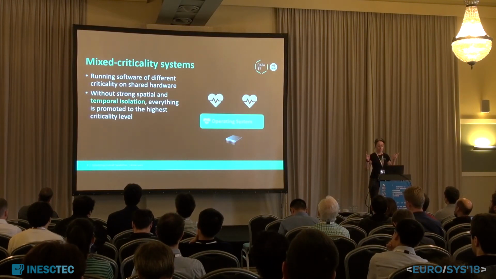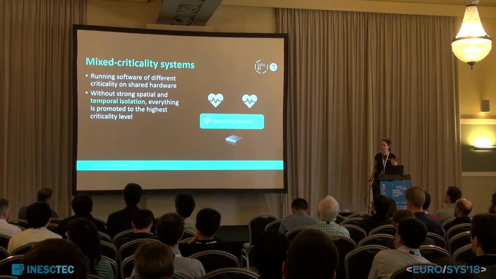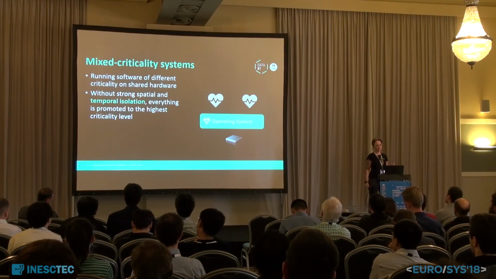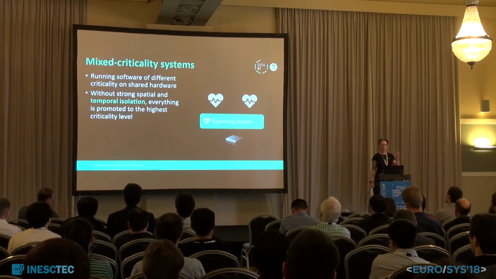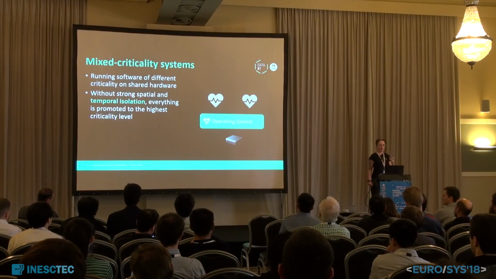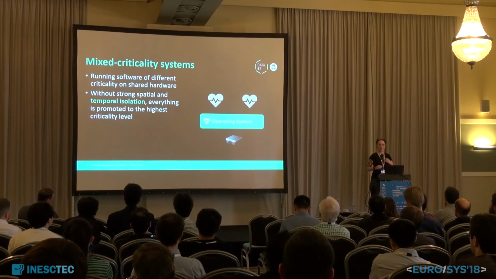So the problem is, without strong spatial and temporal isolation, everything in the system is promoted to the highest criticality level. And high criticality software is very expensive to develop. The higher the criticality, the higher the assurance levels required. And higher assurance not only means it's very expensive to develop, but the software itself is generally much simpler, so we can get worst case execution time estimates and generally test the software as best we can. So you're not doing things like heuristics in a really high criticality piece of software.